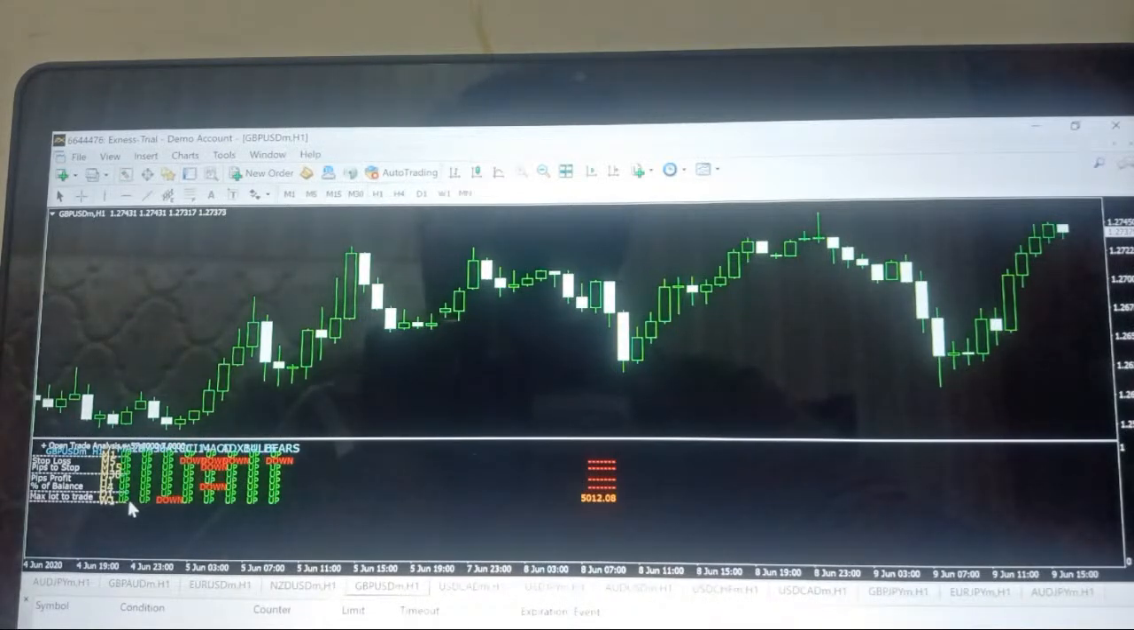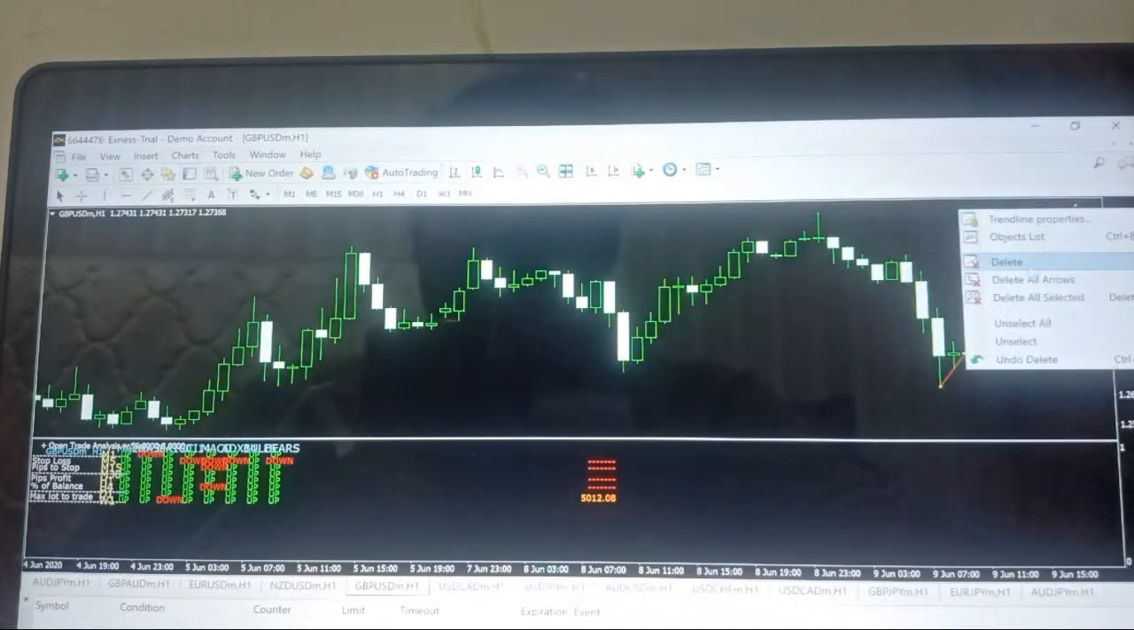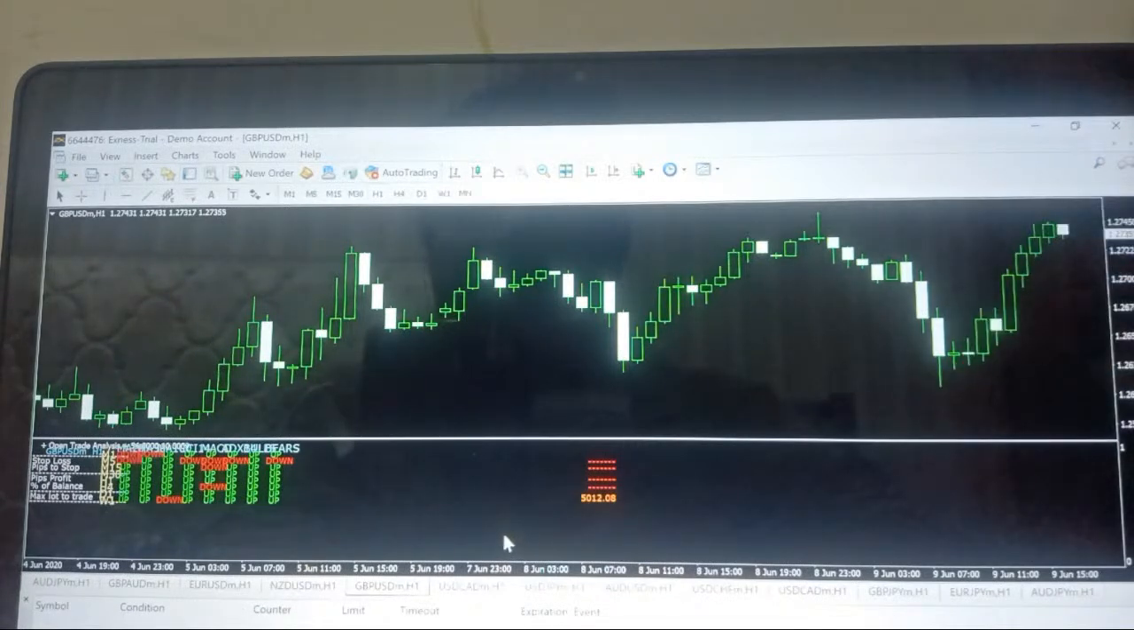Okay, so I have shown you that on the weekly basis, Great Britain Pound USD is saying up, up, up, and everything is up. And the daily time frame was completely in the upward direction. And look here, Great Britain Pound USD has definitely moved in the upward direction as per the trend indicator.